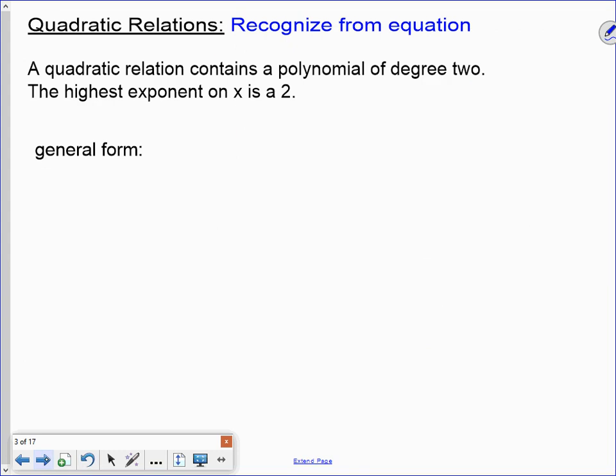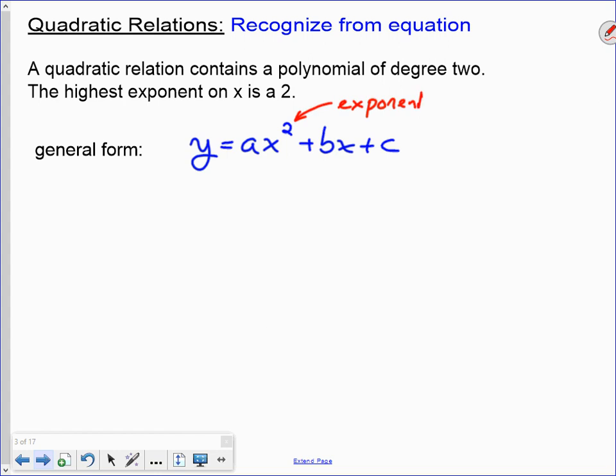Okay, so we can recognize a quadratic relation from the equation as well. A quadratic relation contains a polynomial of degree 2, which means the highest exponent on x is a 2 in our equation. So in general, a quadratic equation looks like this: ax squared plus bx plus c. And the fact that this exponent on x here is a 2 tells us it's quadratic. Exponent on x is 2. Okay? This makes it quadratic.